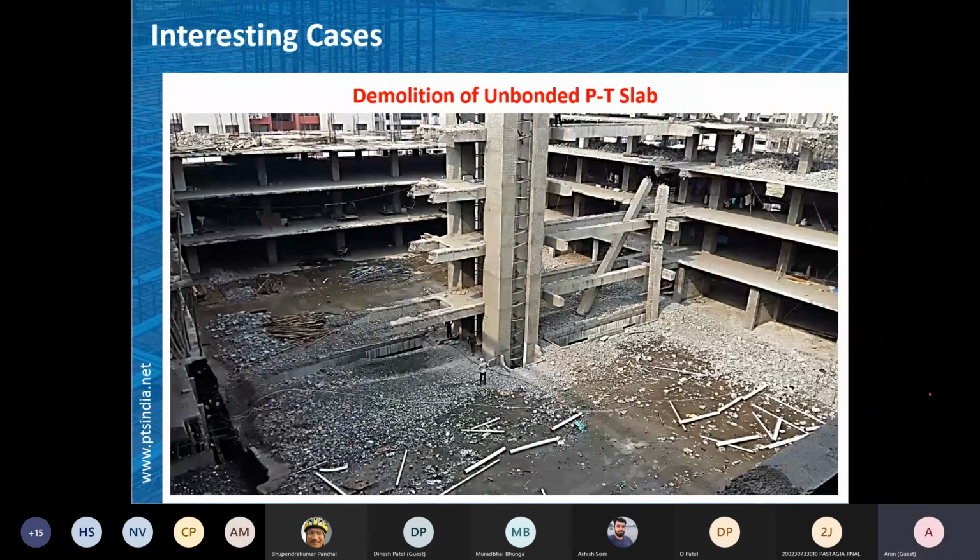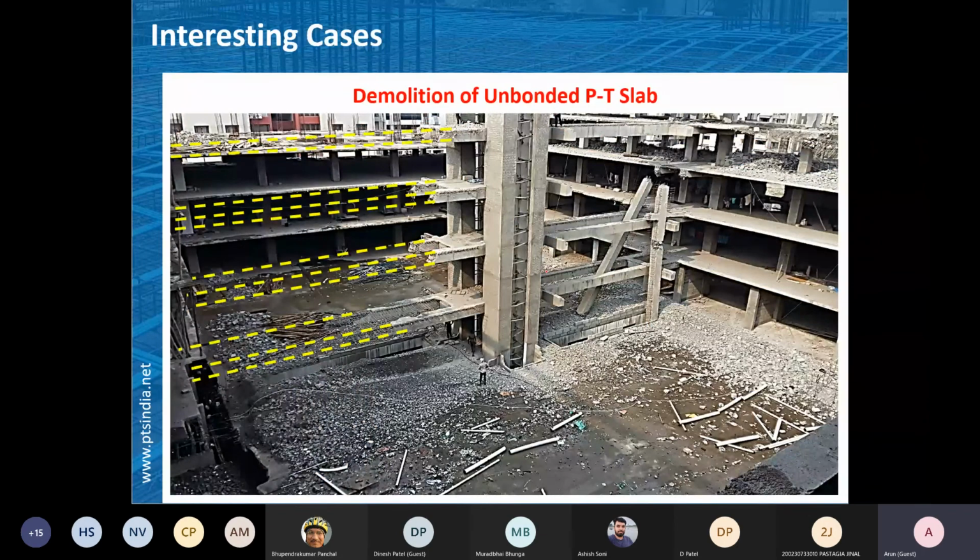So I'll show you the photographs. You can see the photographs. This bridge portion, right? It was like this, and now it is being demolished. Part of demolition here, part of demolition of the slab here, like that.